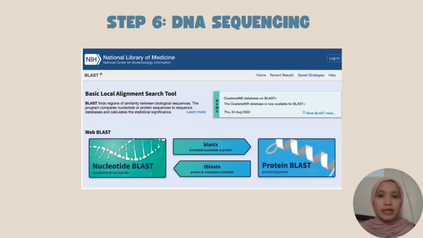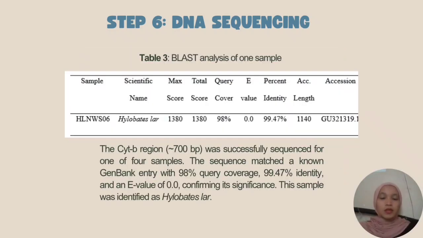So this is the last step, which is DNA sequencing. The PCR product will be sent to Apical Scientific Sdn Bhd for sequencing. After we receive the sequence from them, we will BLAST at the NCBI BLAST, which is under the nucleotide BLAST. So this is the result that we will get after we BLAST the sequence at NCBI BLAST.